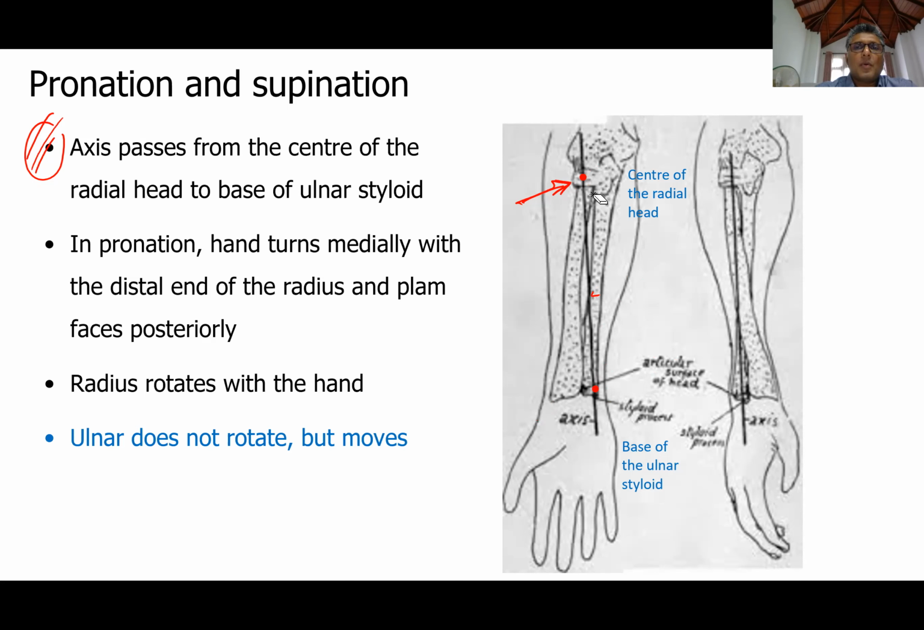Then the other important point is, even though the ulna does not rotate, it moves to give space for the radius. So you can practice it on your forearm and see. If you put your finger on the ulna and do pronation and supination, you will see that the ulna moves, but it does not rotate.